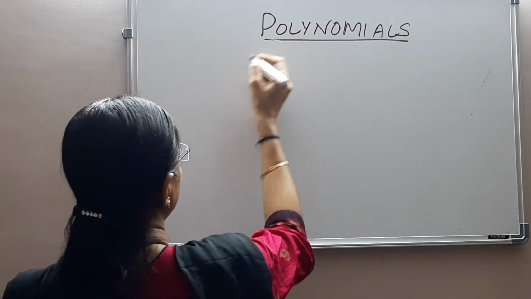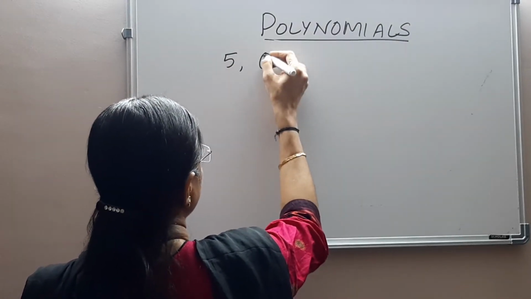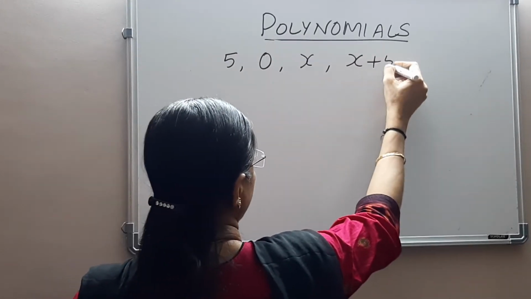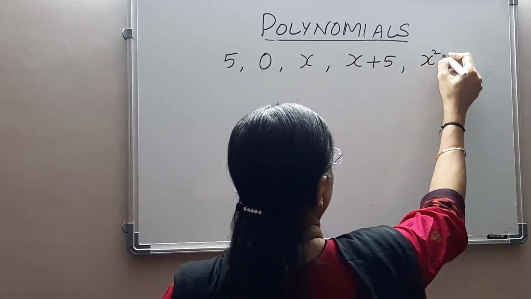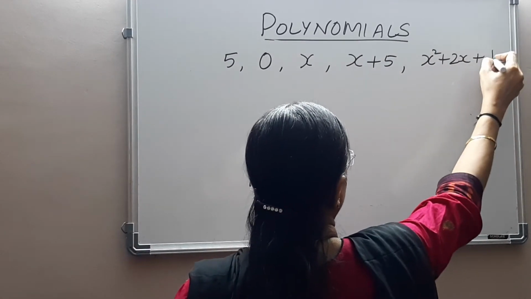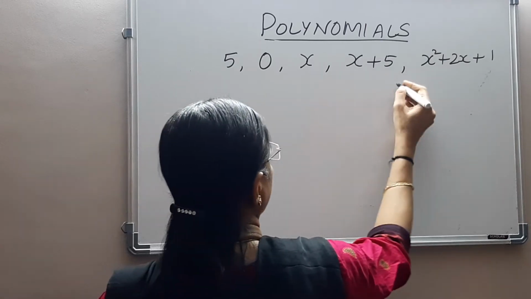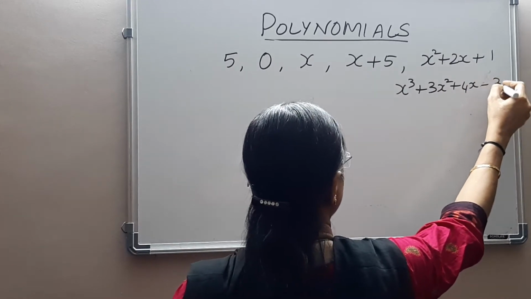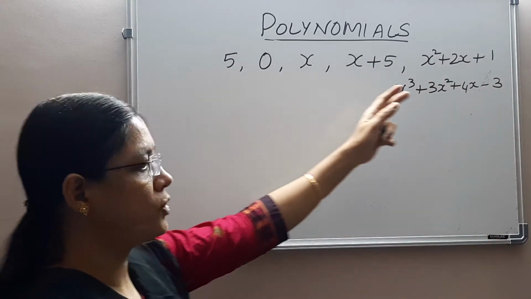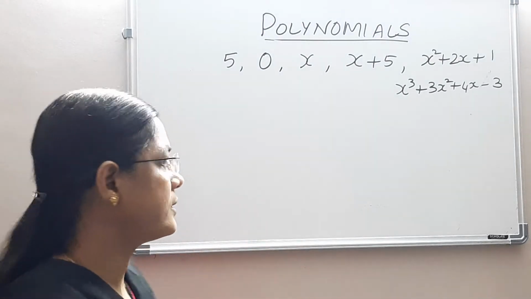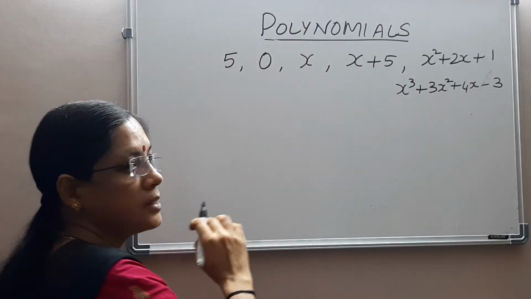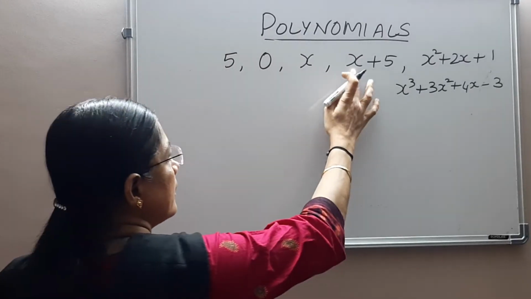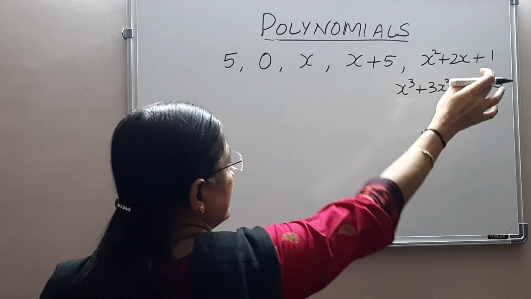Now if I just have 5 or 0 or some x or x plus 5 or x squared plus 2x plus 1 or x cube plus 3x squared plus 4x minus 3. See, observe all these expressions or terms. So what do you understand by this? Here just a constant is there, or here just 0 is there. Here only one variable is there, and there are 2 terms here, and there are 3 terms and 4 terms.